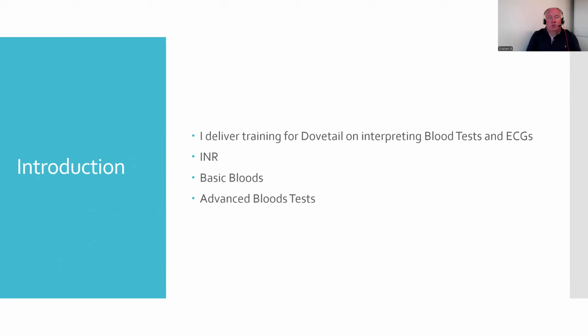So we do specific training on INR and warfarin, and we also deliver training on basic blood testing and advanced blood testing. So we look at full blood count, look at patterns of anemia, iron deficiency, B12, folate. We look at CRP, C-reactive protein, and inflammation. We look at platelets and clotting. And then we delve into a little bit more detail around liver and kidney.